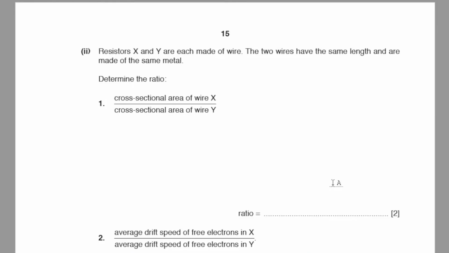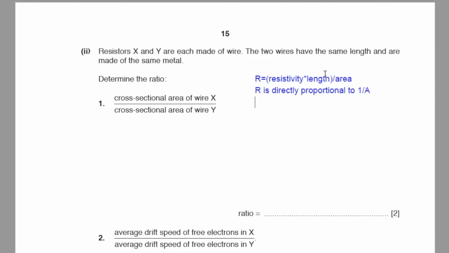Part 2. Resistors X and Y are each made of wire. The two wires have the same length and are made of the same metal. Determine the ratio of cross-sectional area of wire X to wire Y. So R is equal to the resistivity of that metal multiplied by the length of the wire divided by the cross-sectional area of the wire. They both are of the same metal, meaning they share equal resistivity. So do lengths. So R is directly proportional to 1 by cross-sectional area.